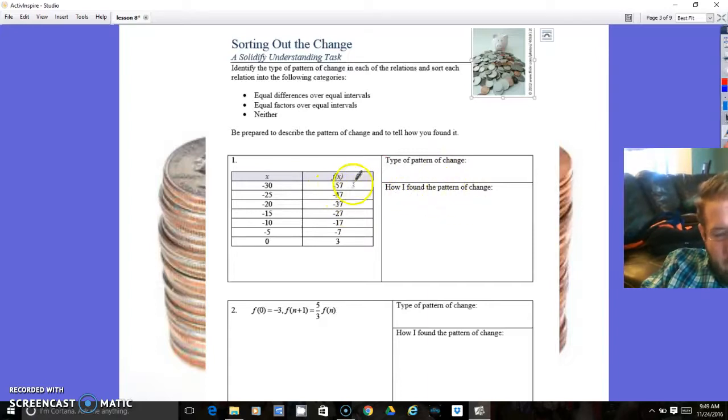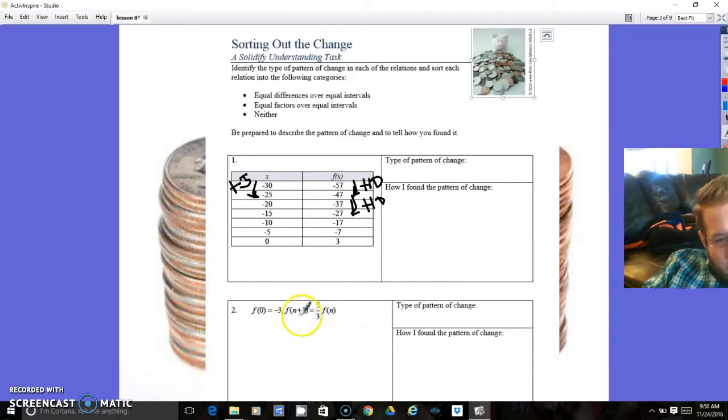How I found that change? Well, I just simply looked at the pattern of each. This happened to be increasing by 10, and these were increasing by 5. And I could go all the way down, plus 5, plus 5, plus 5, plus 5, plus 10, plus 10, plus 10, plus 10. Those are equal differences over equal intervals. Intervals are your x's.